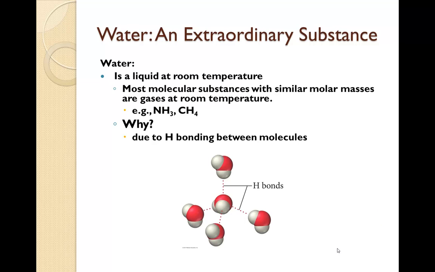It's a liquid at room temperature, which is actually rather surprising considering how light it is. Most molecular substances with similar molar masses are gases at room temperature, such as ammonia or methane. So why is this true? Well, this is all due to the hydrogen bonding. Now remember, when we're referring to hydrogen bonding, we're not referring to true bonds. It's the attraction of the hydrogen bonded to oxygen, nitrogen, or fluorine of one compound being attracted to something else because of the polarity.